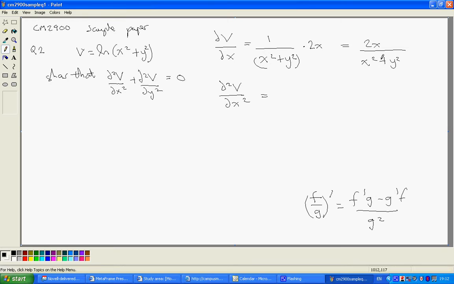So derivative of this with respect to x is f dash, derivative of 2x, which is 2, times the bottom, which is g, minus the derivative of the bottom with respect to x, which is 2x, times the top, so times the other 2x, all over the original denominator squared.